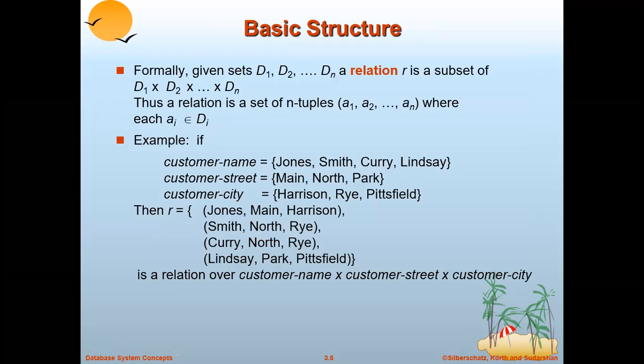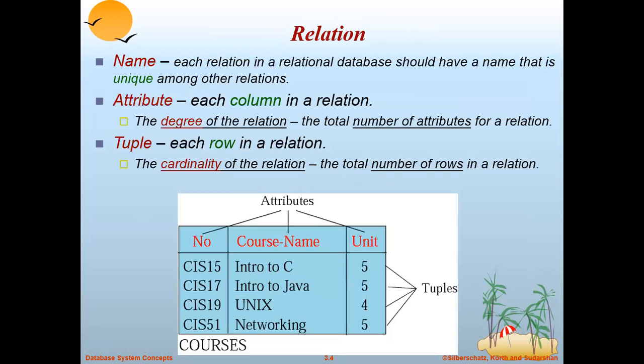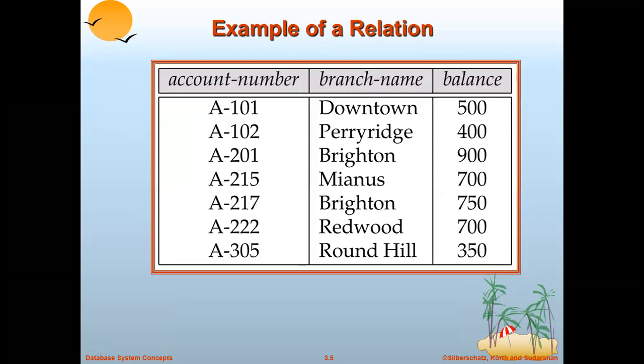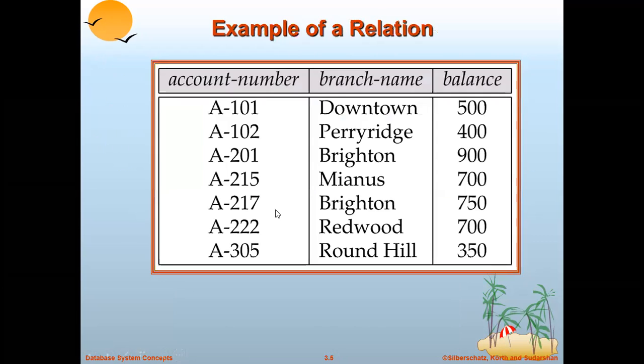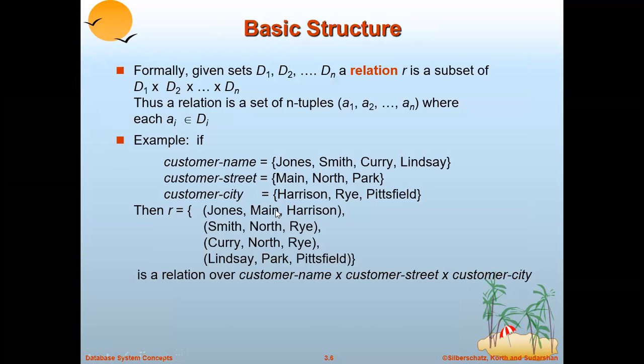So we'll define the basic structure by using a formula. Basic structure of relation. This is the relation account. This is the relation courses. So we'll represent this as a formal definition. Formally, given sets D1, D2 up to Dn, a relation R is a subset of D1 × D2 × ... × Dn.